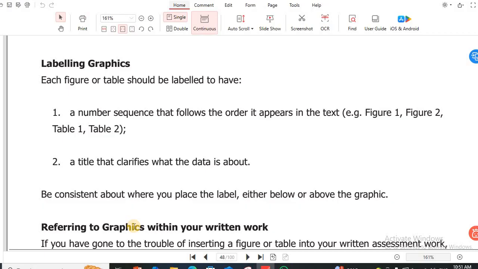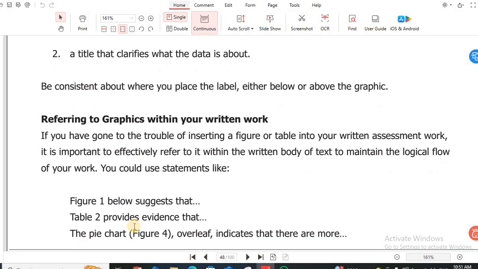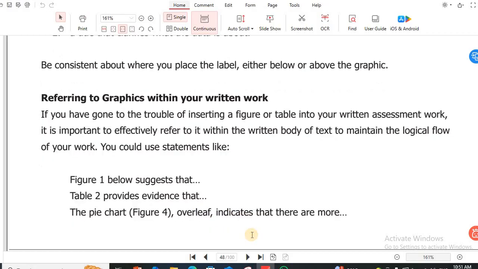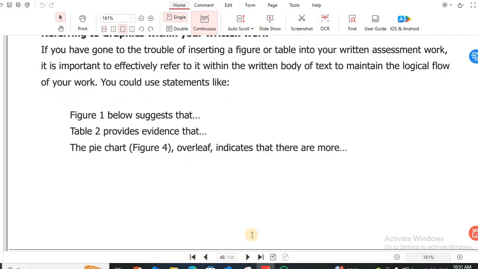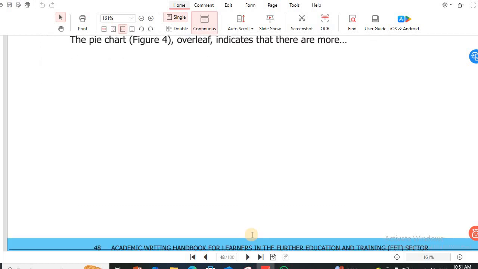And then you have to refer to the table. When you interpret the table, you have to refer to it. For example, you can say, figure 1 below suggests that, and then what it suggests. Table 2 provides evidence that, and then you tell what it provides. And then the pie chart, which is a figure overleaf, indicates that there are more and more. So you have to refer to the table, the figure, or the chart that you are using in your writing.